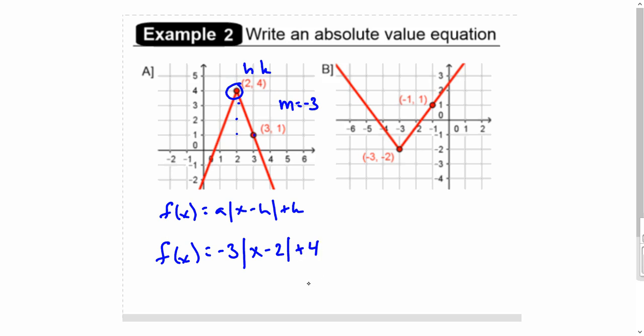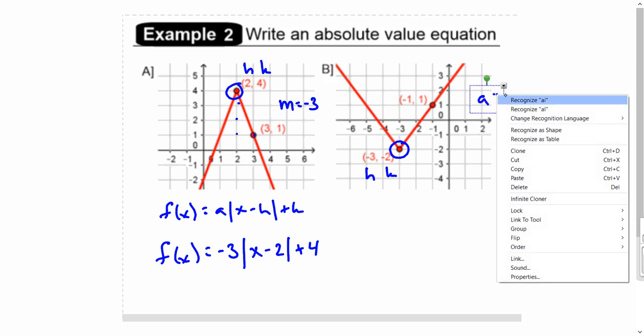Easy peasy, lemon squeezy. Okay. If we take a look at example B over here, kind of the same idea. I've been given the vertex, which is right here, and I know that that is the ordered pair (h, k). I've been given an additional point that's on the line, so I can use it to figure out the slope, which means that I can find the value of a.